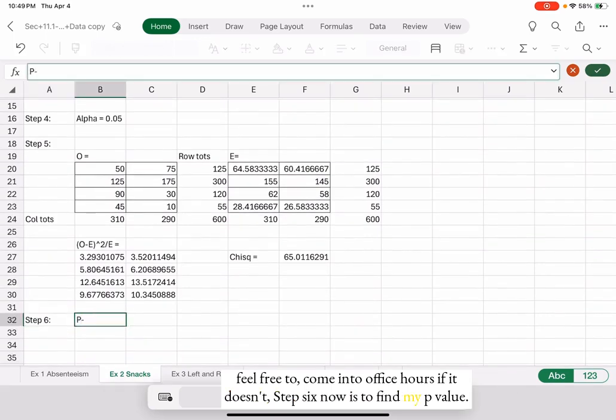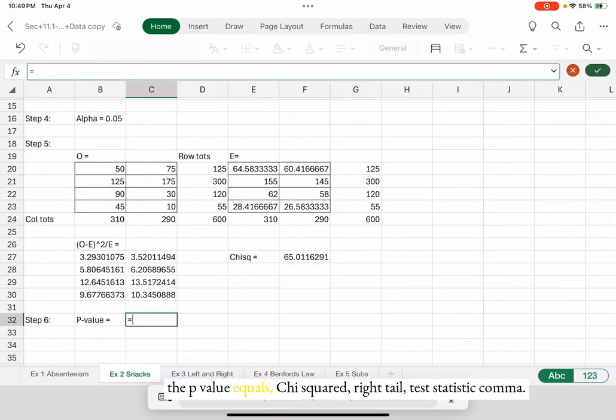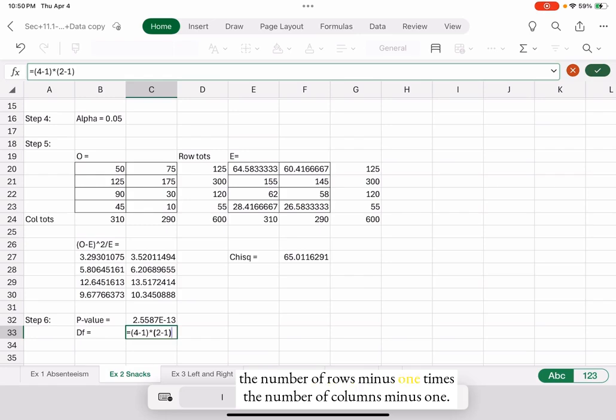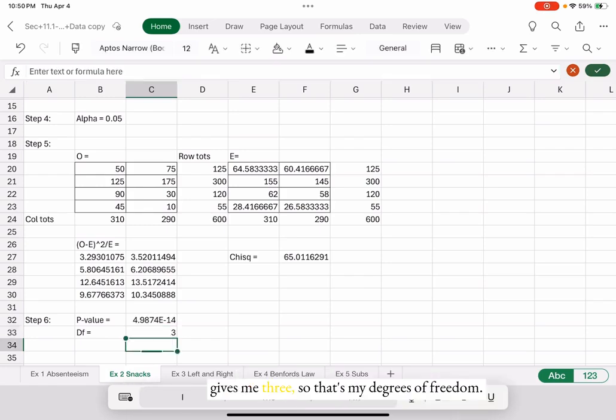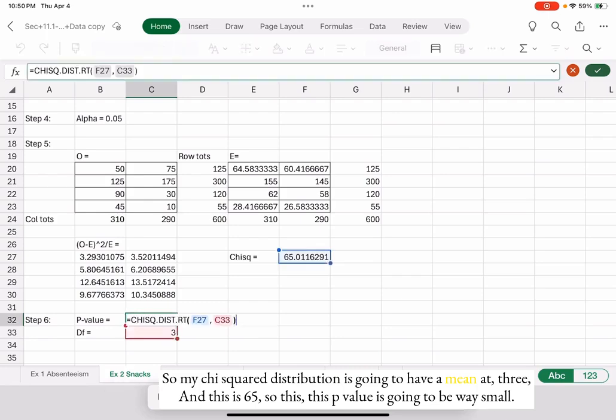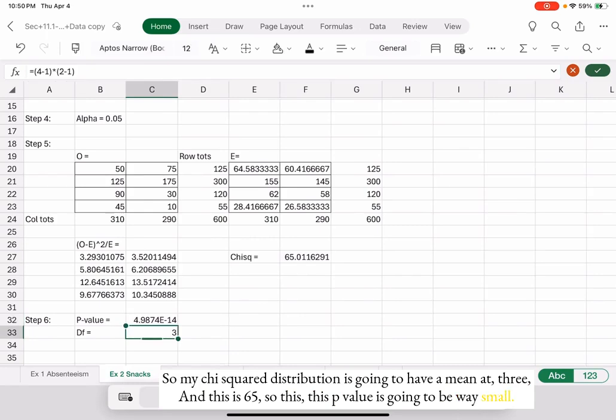Step 6 now is to find my p-value. The p-value equals chi-squared, right-tailed, test statistic, comma, degrees of freedom. df equals the row count, which is 4, number of rows equals 4 minus 1 times 2 minus 1. The number of rows minus 1 times the number of columns minus 1 gives me 3, so that's my degrees of freedom. So my chi-square distribution is going to have a mean at 3, and this is 65, so this p-value is going to be way small.